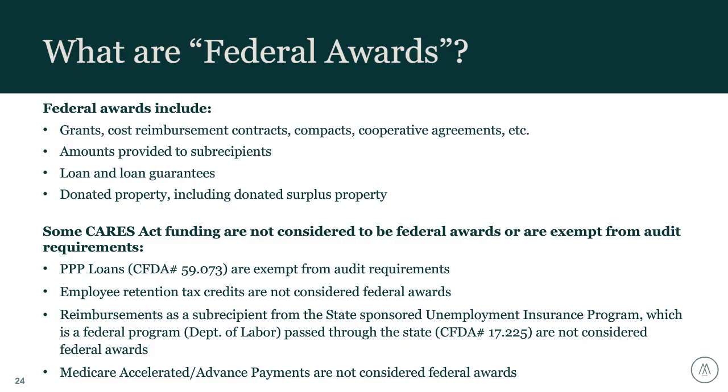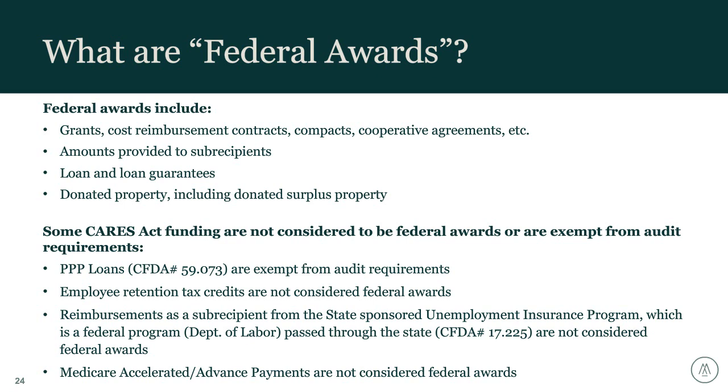Also, just considering, what are federal awards? We've talked a lot about the PRF award, grant, and HRSA, and even the PPP loan, but what are some awards that would really fall under the audit requirement versus not? This list isn't all-inclusive, but here are some items to keep in mind.